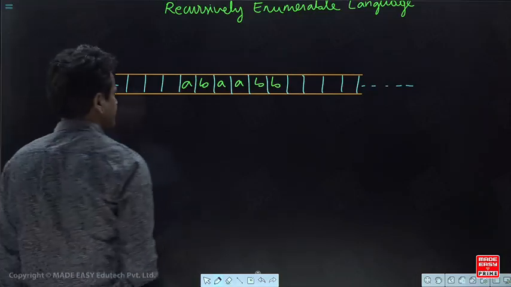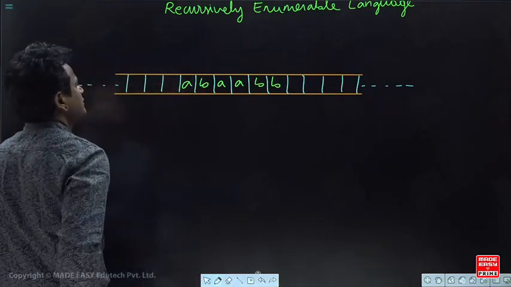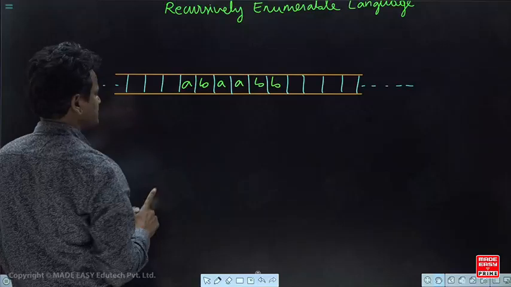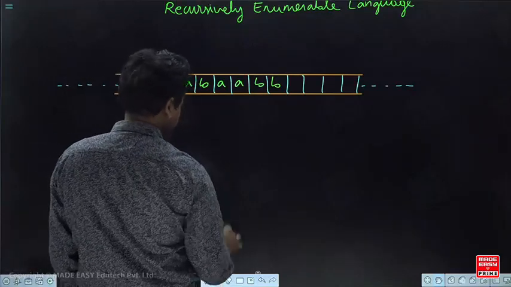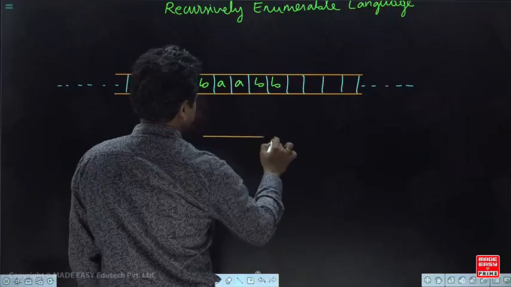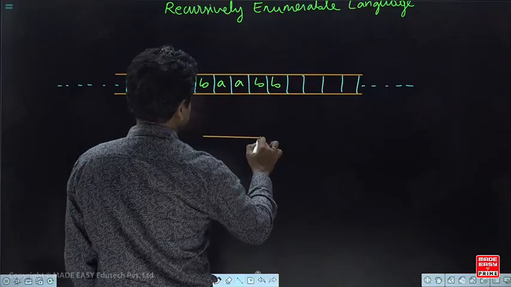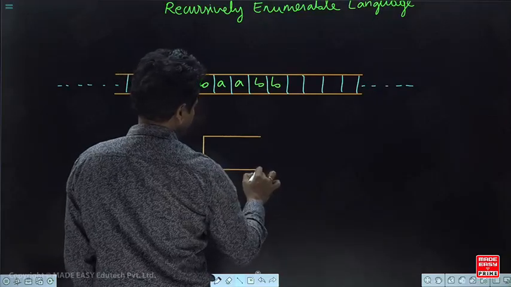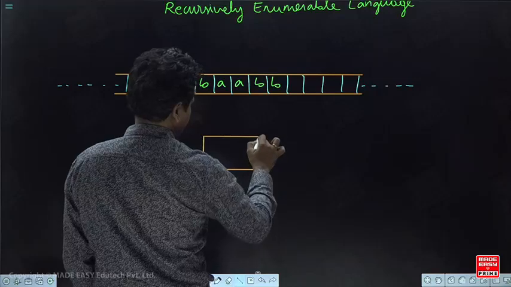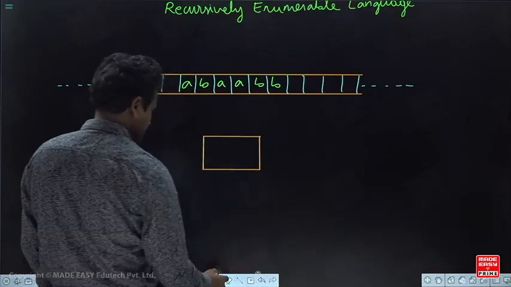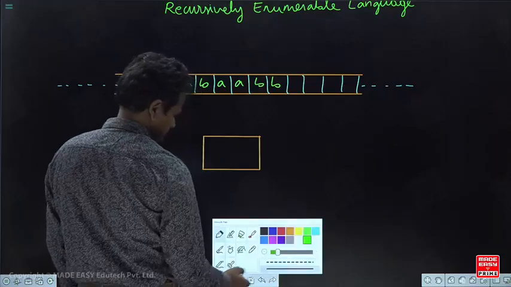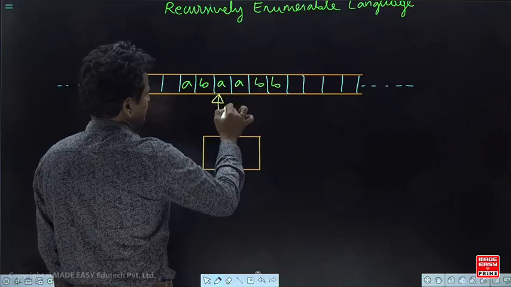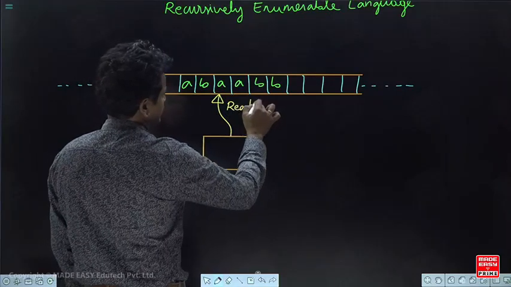It has a tape of infinite length divided into a number of cells. Each cell can store only one symbol. In a cell you cannot place two symbols. And this is connected to a finite control mechanism through a read or write head.